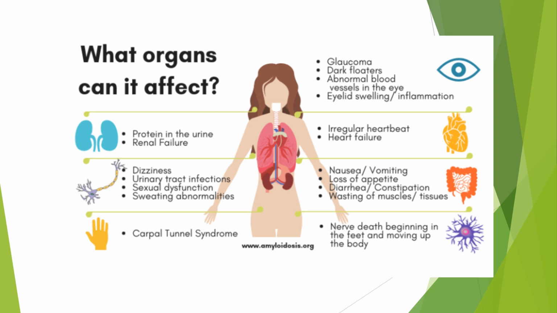And along with that, we have patients coming up with glaucoma and dark floaters because of the abnormal deposition in the blood vessels in the eye. So it's basically a disease which is affecting multiple organs. And one thing more, cardiac involvement of amyloidosis is actually one of the biggest and major prognostic factors when it comes to the prognosis of amyloidosis in any patient. We'll be discussing it in detail later in the slides.